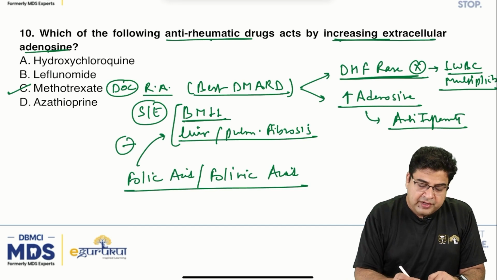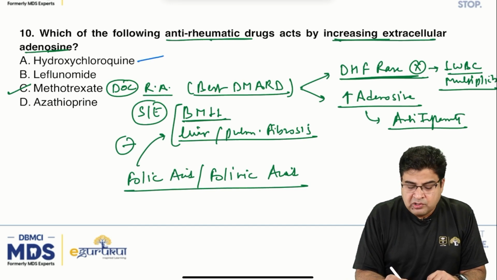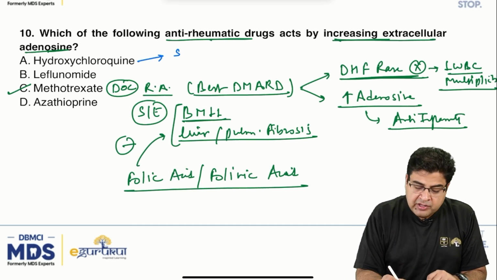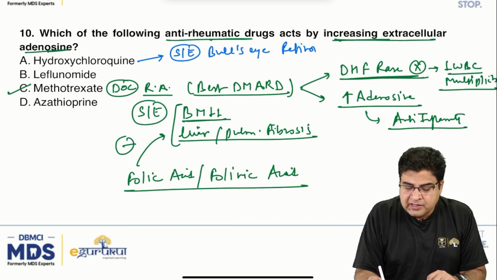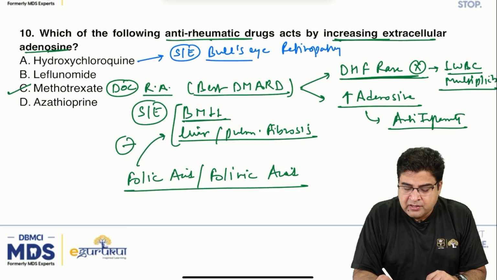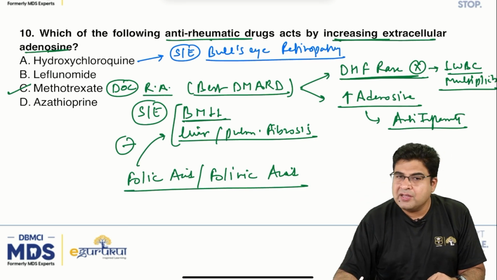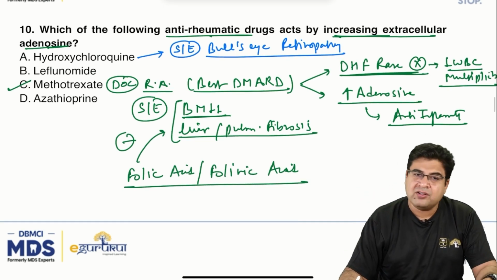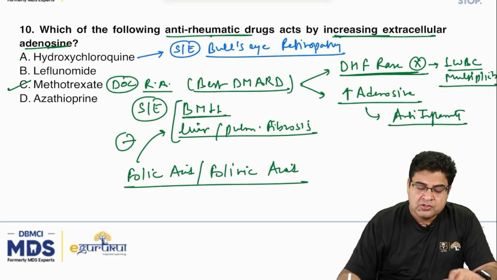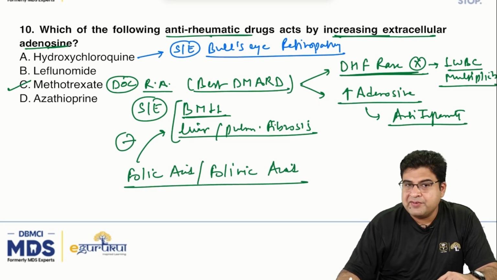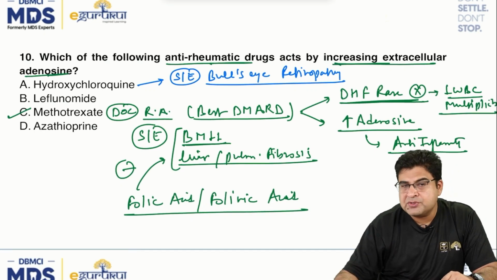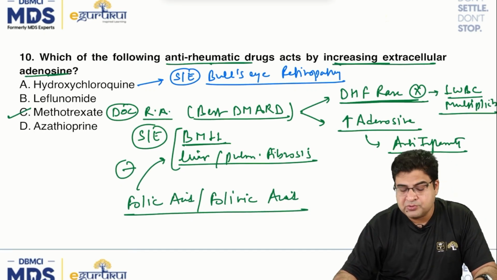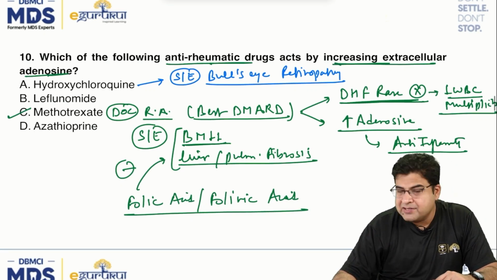Now we have a drug over here, hydroxychloroquine. This is also used as a DMARD. One of the important side effects of hydroxychloroquine is bullseye retinopathy. So this medicine can affect the central part of the retina, which is a bullseye retinopathy. So these two medicines we have discussed in this MCQ. Leflunomide is one more DMARD that we can use. Azathioprine is one more drug that we can use. So question number 10, answer is C.